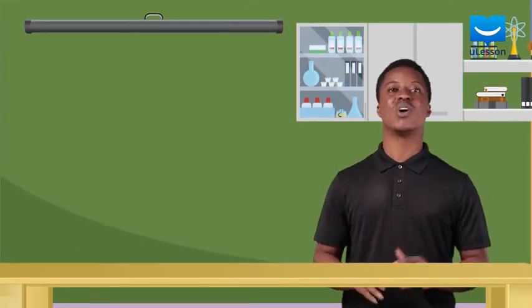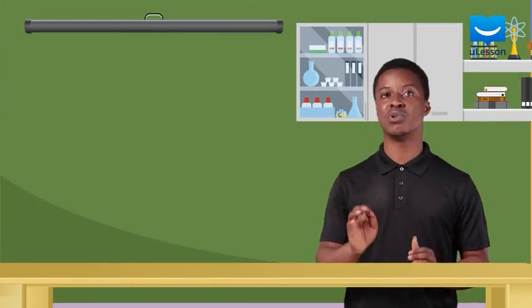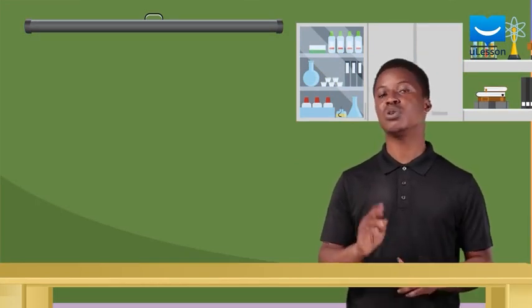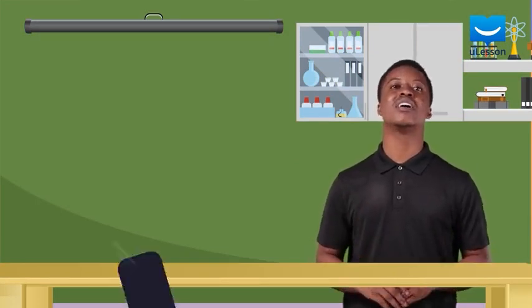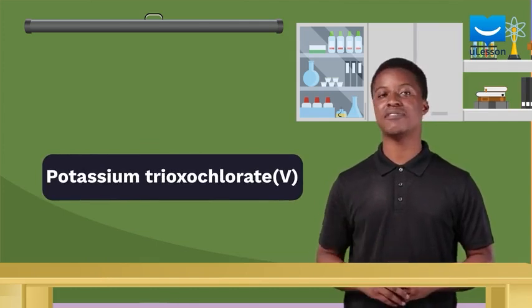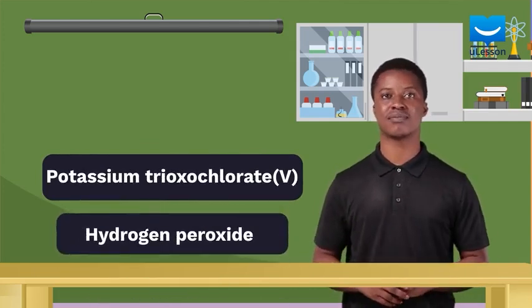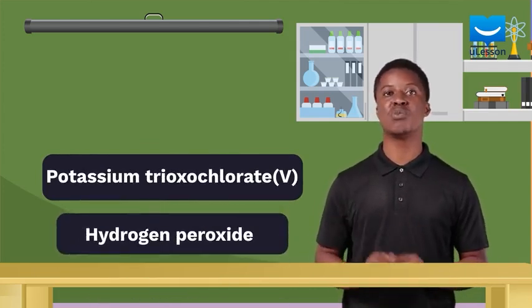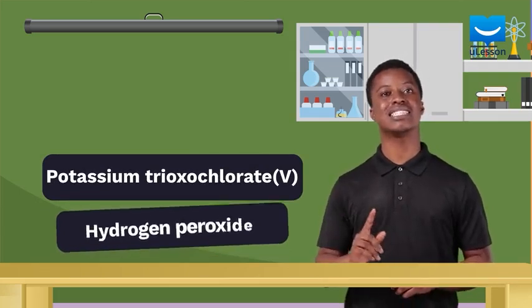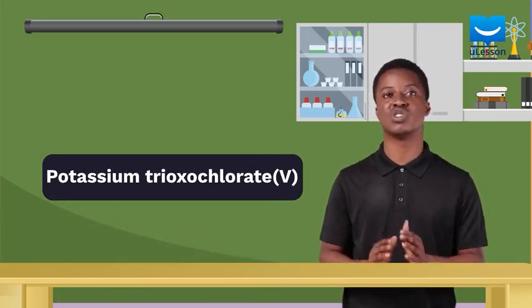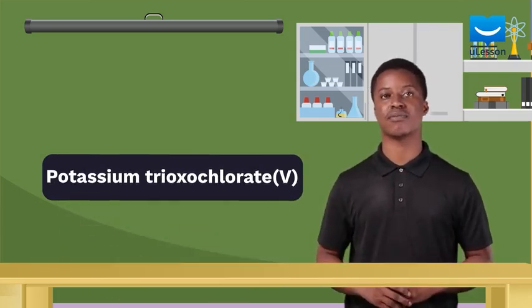To start with, oxygen can be best prepared in the laboratory by the decomposition of two compounds. They are potassium trioxychlorate 5 and hydrogen peroxide. We will look at these decomposition processes in depth, starting with the decomposition of potassium trioxychlorate 5.